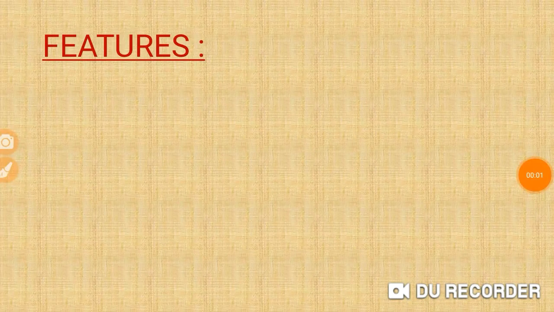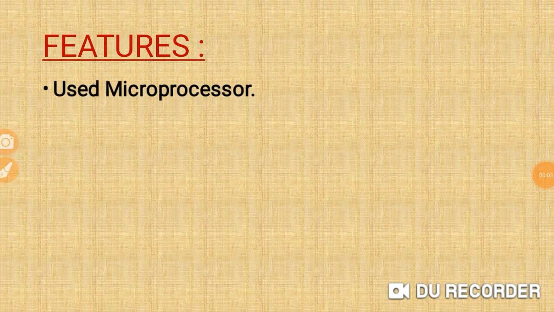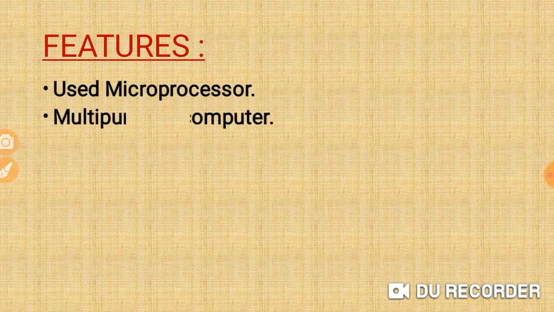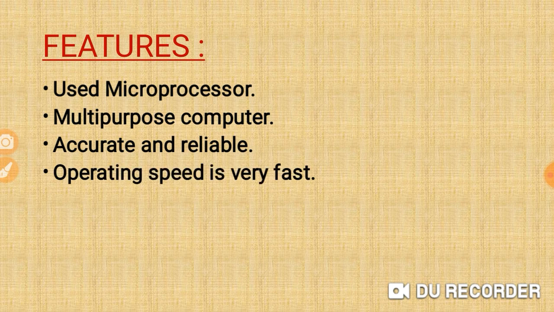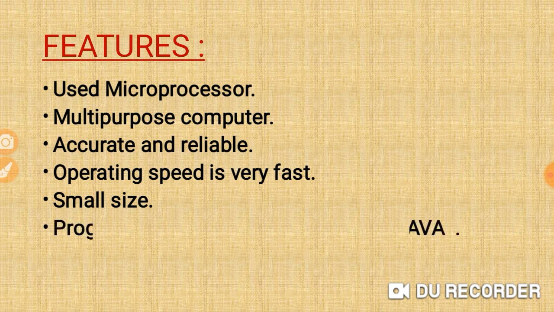Features of this generation of computers. They use microprocessor. They are multi-purpose computers, can be used for different purposes. They are accurate and reliable. Their operating speed is very fast. They are small in size. Why? Because they use microprocessor.